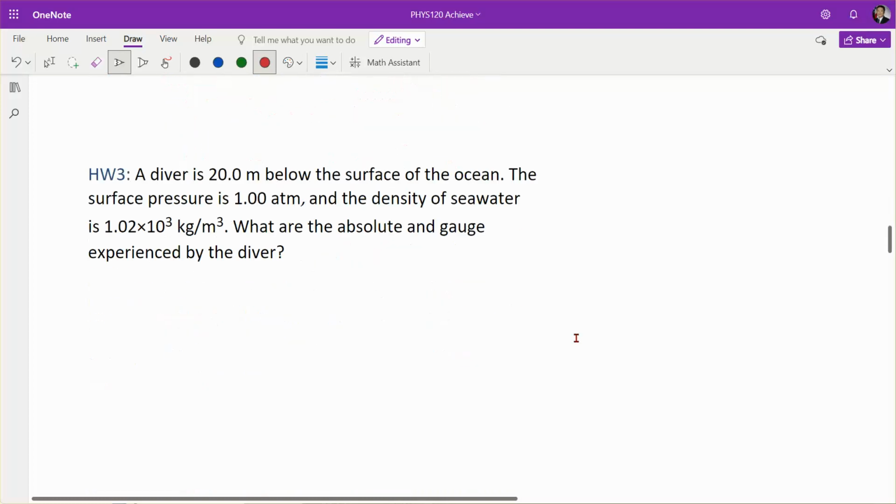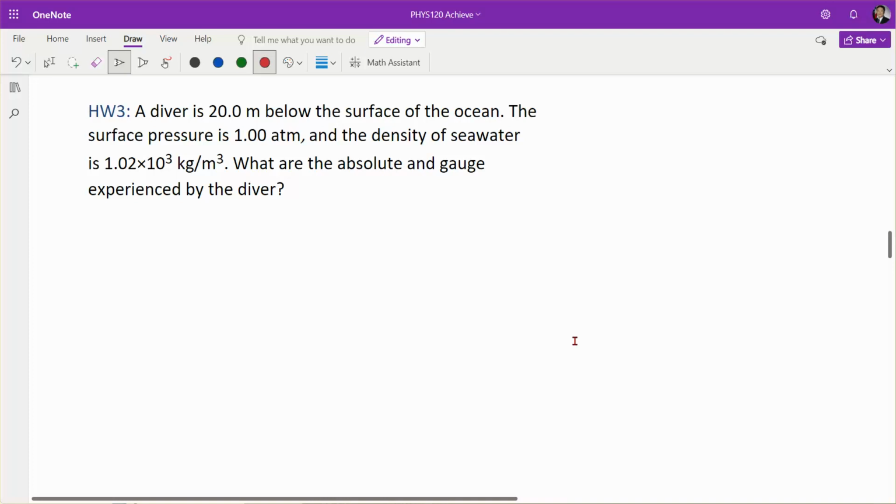Alright, the next problem is a diver below the surface of the ocean. We mentioned this in the class. So what happened is this is like a sea level, and this is the ocean, and a diver is below the sea level, and the distance of the diver below the sea level they give you is 20 meters. So that's 20 meters here.